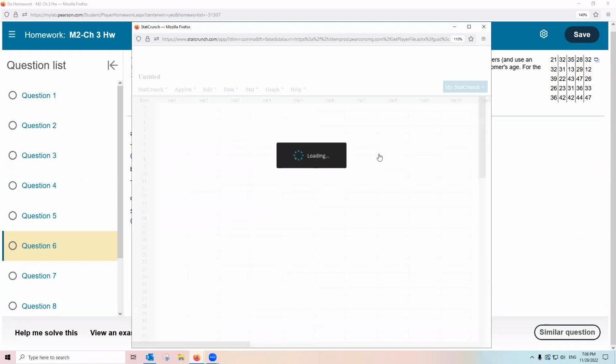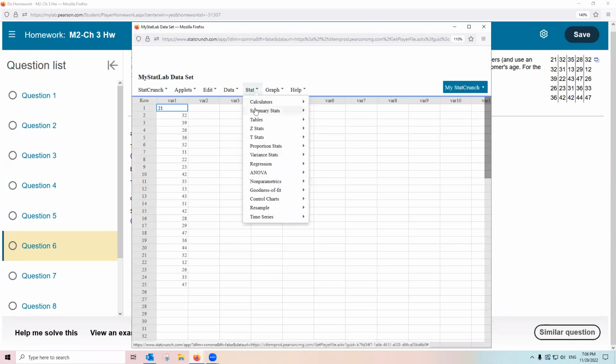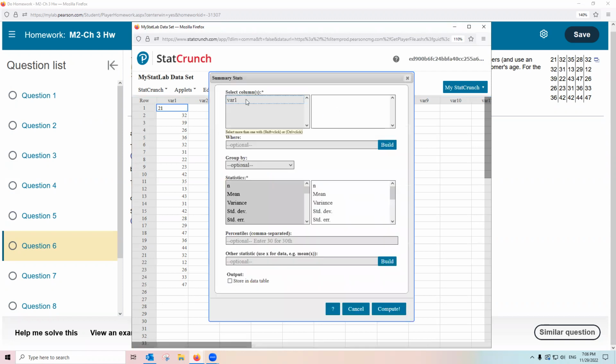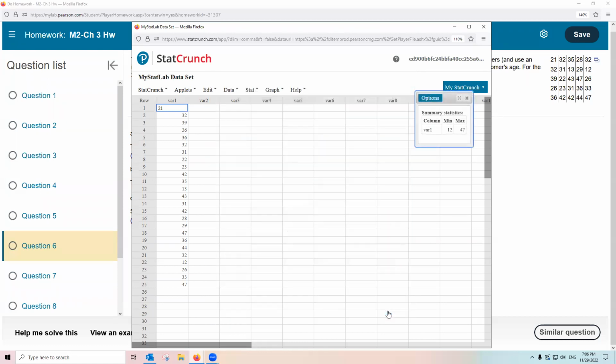And I'm going to go to Stat, Summary Stats, Columns. I'm going to select the column called var1, and I'm going to get the min and the max from this menu. So this is just a quick way to get the min and the max. I could have figured it out myself by just scanning the data, but I let StatCrunch do it for me. So it looks like the min is 12 and the max is 47.